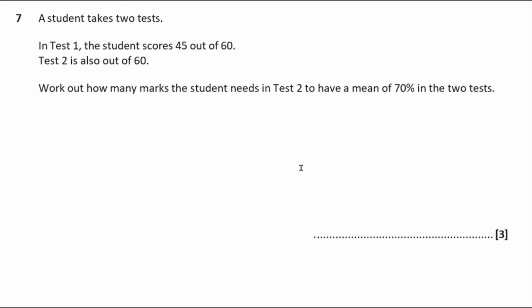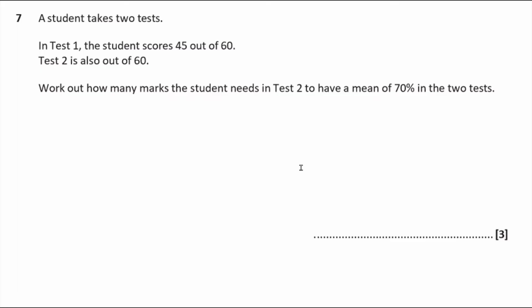Question 7. A student takes 2 tests. In test 1, the student scores 45 out of 60. Test 2 is also out of 60. Work out how many marks the student needs in test 2 to have a mean of 70% in the 2 tests. Okay, right, so the student is going to have to do quite well in the second test, isn't it?